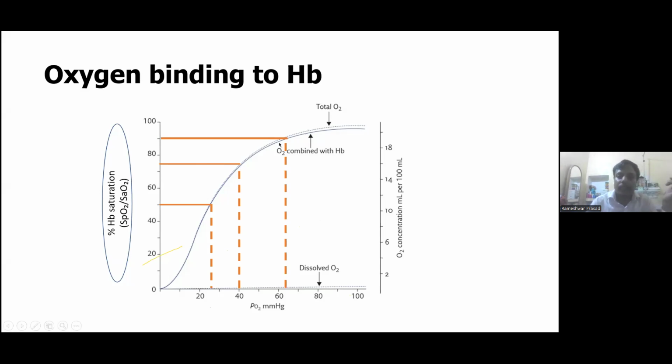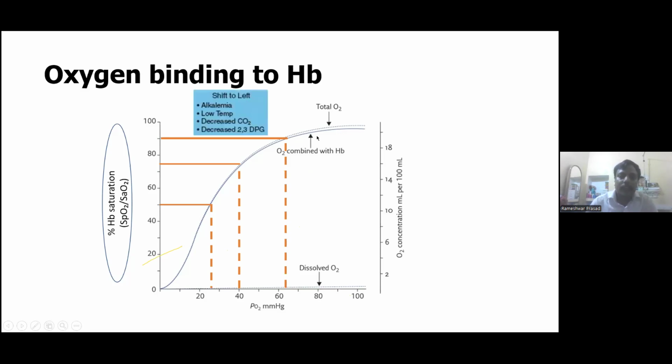Therefore, you should not hyperoxygenate the baby if your baby's SpO2 is already above 90%, because there will be no incremental benefit of adding oxygen for this baby. Now, what are the things which will affect this graph?